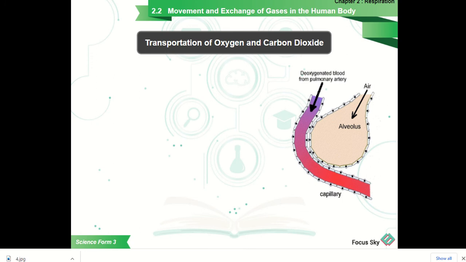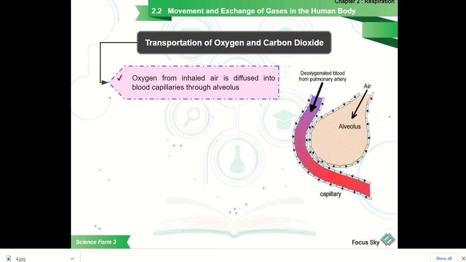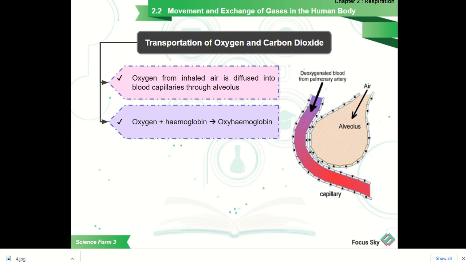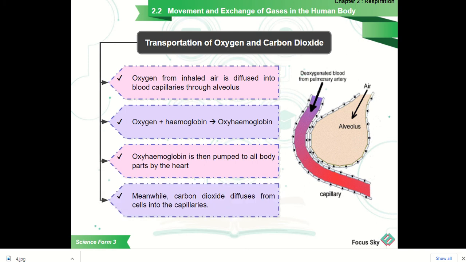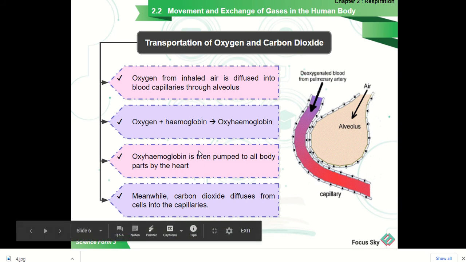So next, bila dah jadi macam tadi, kita tengok yang ni lah, proses dia sama saja. So oxygen from inhaled air is diffused into blood capillary through alveolus. And next, oxygen plus hemoglobin, so dia jadi oxyhemoglobin, benda yang sama ni tadi. Okay, oxyhemoglobin is then pumped to all body parts by heart. Then meanwhile, carbon dioxide diffused from cell into the capillaries. So that awak tengok yang atas ni tadi semua sama, cuma yang bawah ni. Okay, carbon dioxide diffused from cell into capillaries.